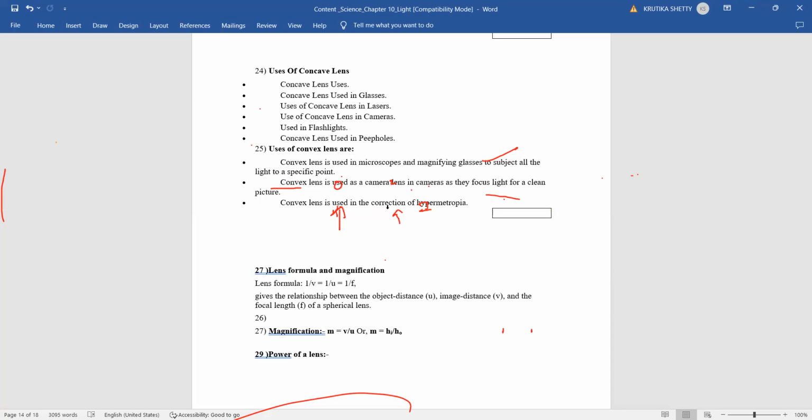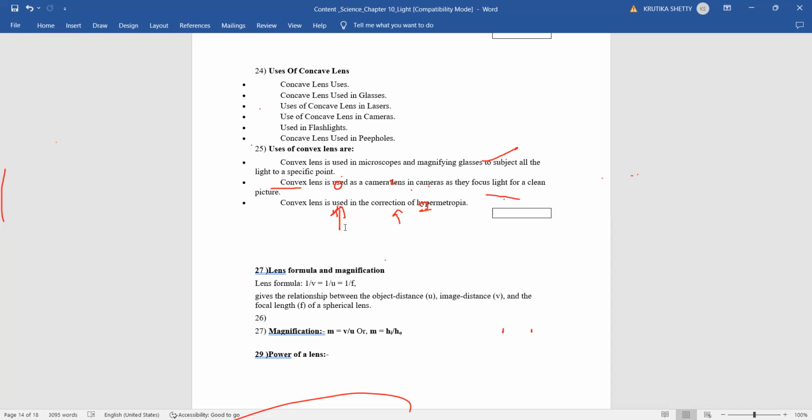This option is right. Light does not require any material medium to travel, so it can travel in all. It can travel in air, in water, in vacuum, in all the things. So next, second question.